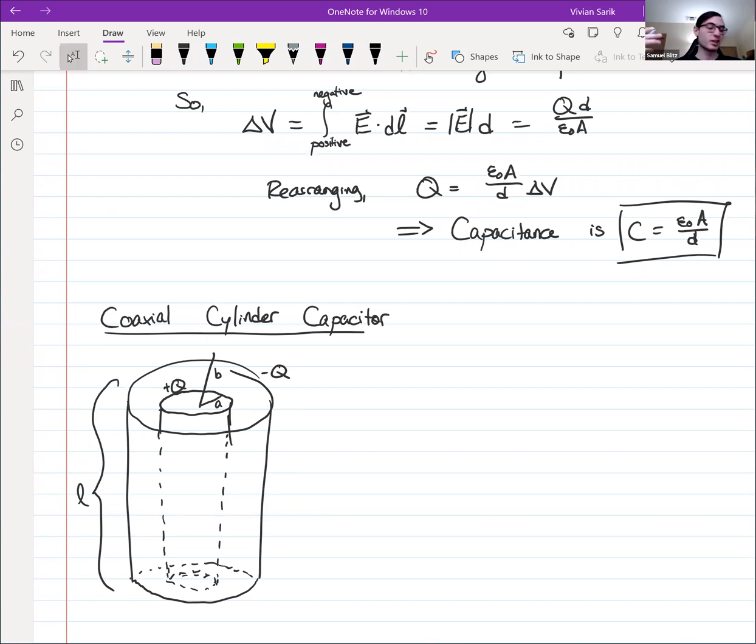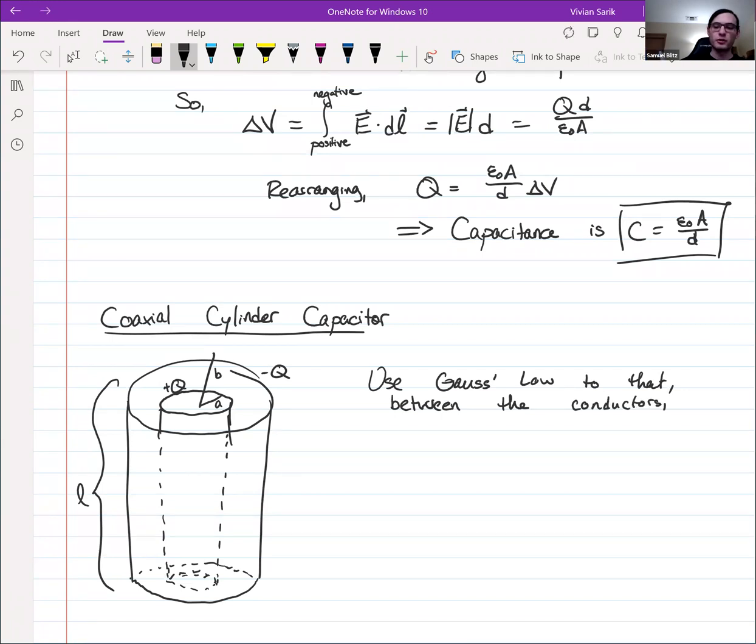So the electric field in this case is a little bit more complicated, but if the tube is sufficiently long, or if the tube is sufficiently thin, then we can use Gauss's law to find that between the conductors, the electric field as a function of distance, so R is 0 at the center and it goes out to B at the edge, is equal to Q divided by 2 pi epsilon naught R. Sorry, 2 pi epsilon naught LR. And it's just a relatively straightforward Gauss's law problem.